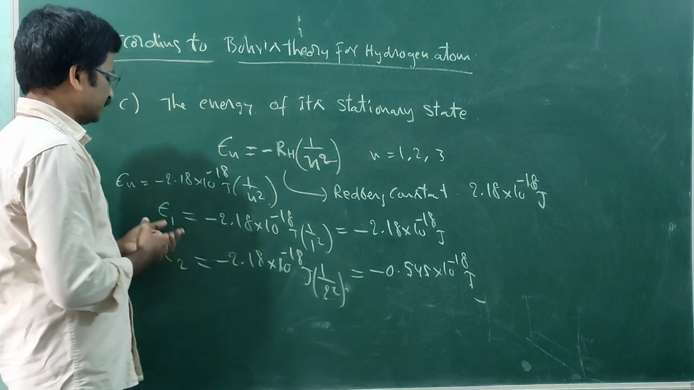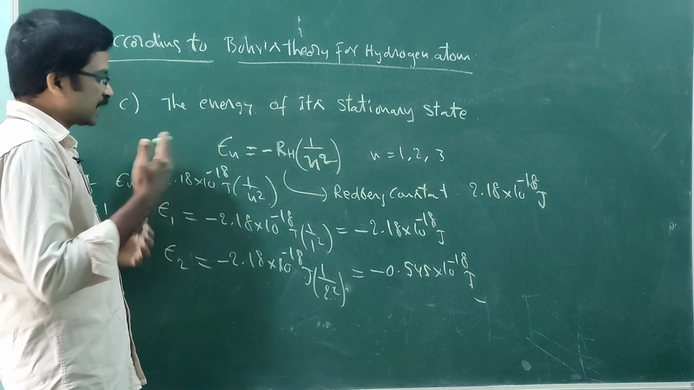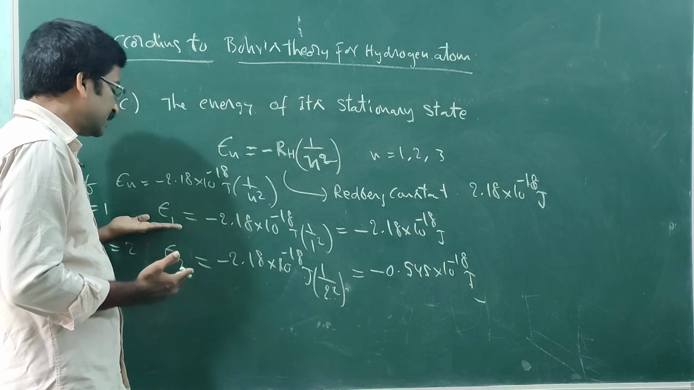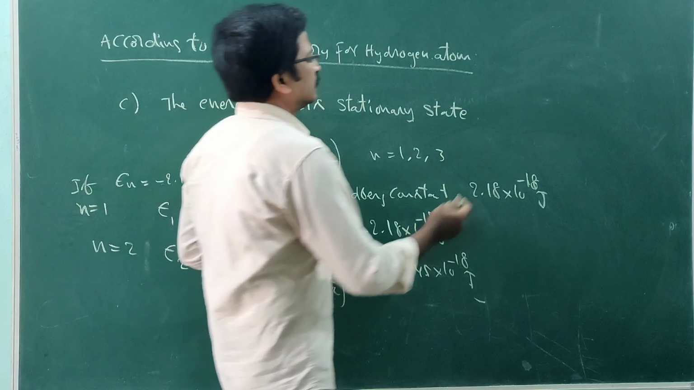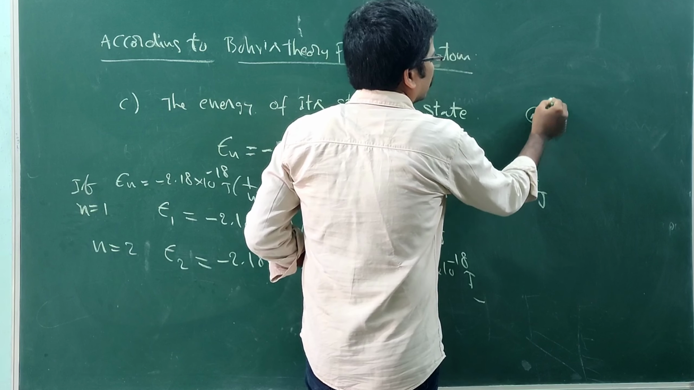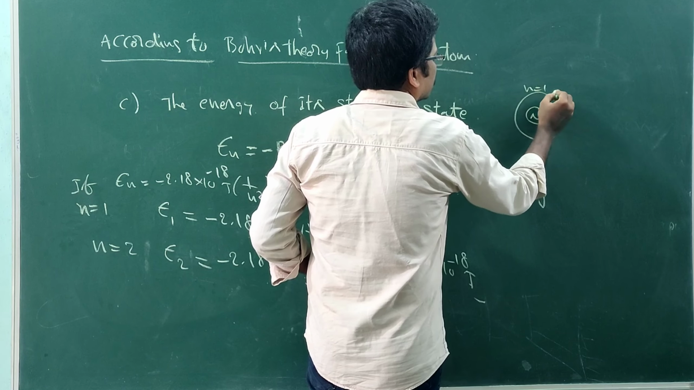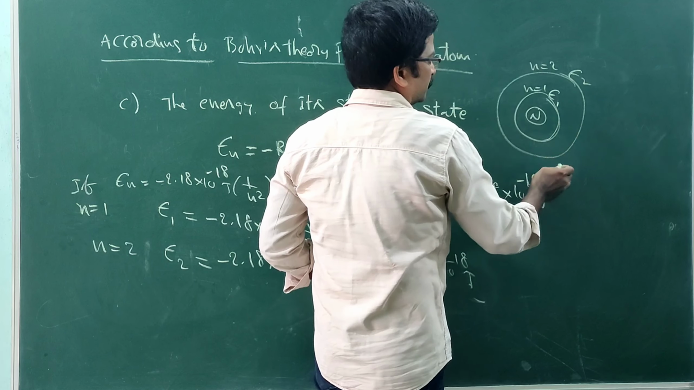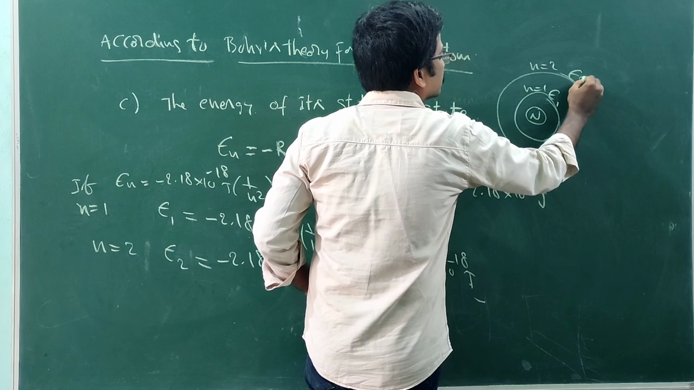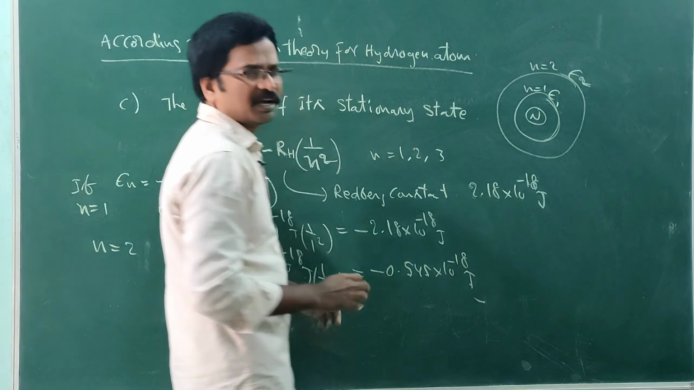What we understand from these two is that the energy of the second shell is greater than the energy of the first one, and so on. For n equal to 1, the first shell, the energy is E1. Next, the second orbit has energy E2. The energy of this one is much greater than the energy of this one, and so on.